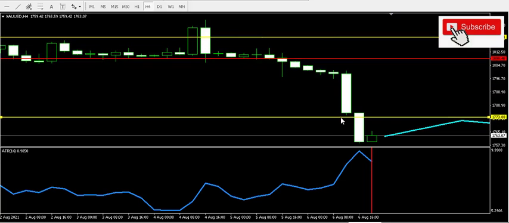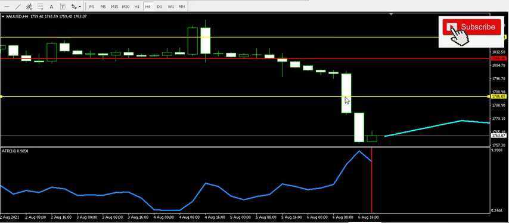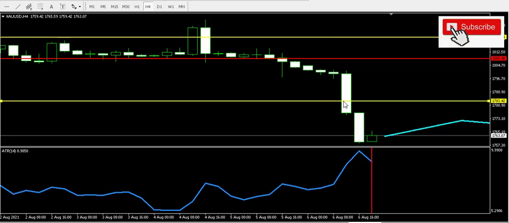It could be around here. But if you are using a 1 to 2 risk reward ratio, it could be somewhere around here. So the choice is yours. But if you get a call that you should place a sell trade, and the person that gave the analysis or the forecast did not tell you where to place stop loss, you can use the ATR indicator to plot your stop loss level.